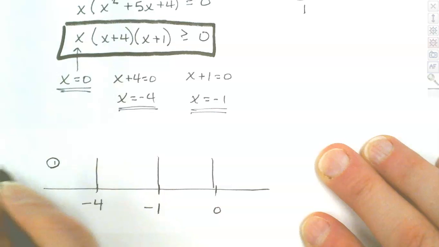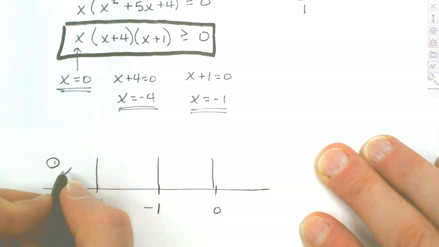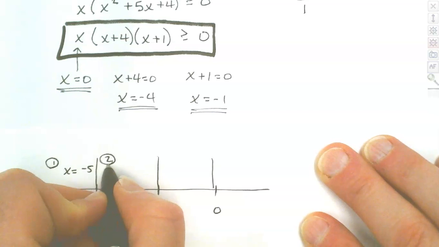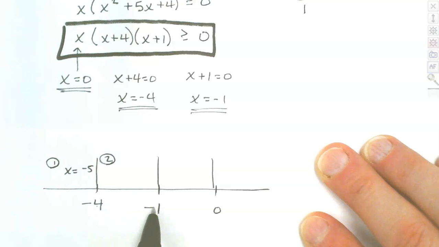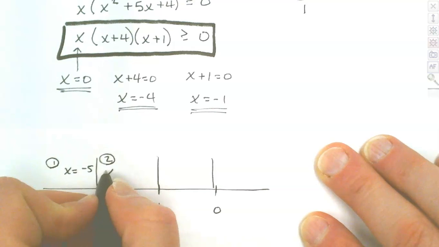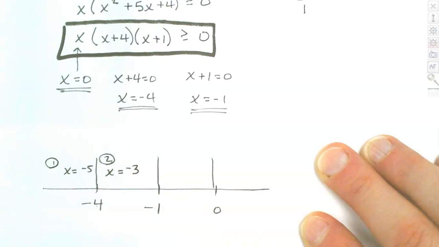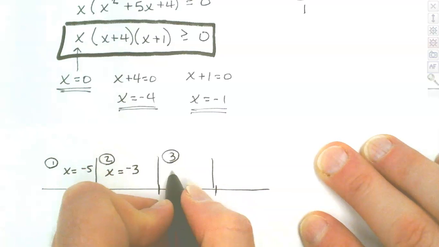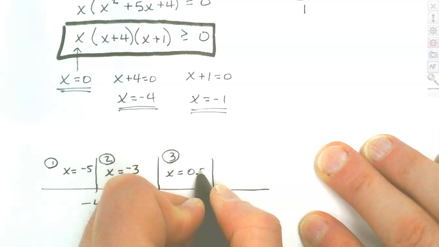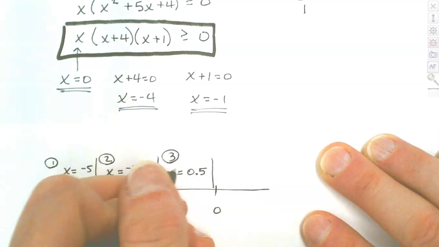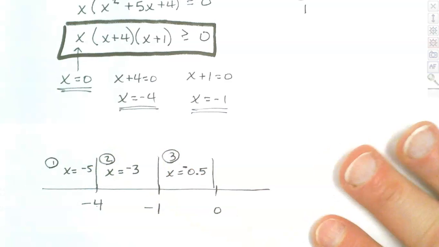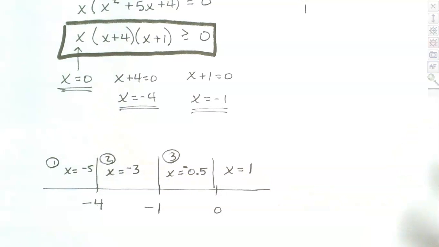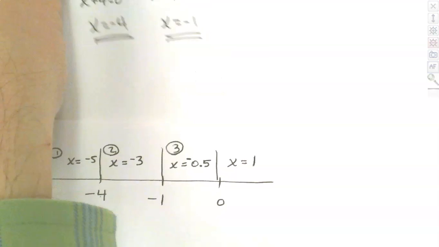So region 1 is for numbers less than a negative 4. So let's use a negative 5. Region 2, numbers between negative 4 and, sorry, negative 1. Let's use a negative 3 because it's in there. Negative 1 and 0, there's no whole number, so we'll use a negative 0.5. That's about the easiest one we can use here. We need a number larger than 0. How about 1? Those are my 4 numbers I'm going to check.